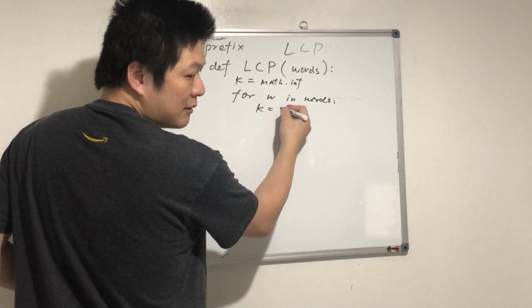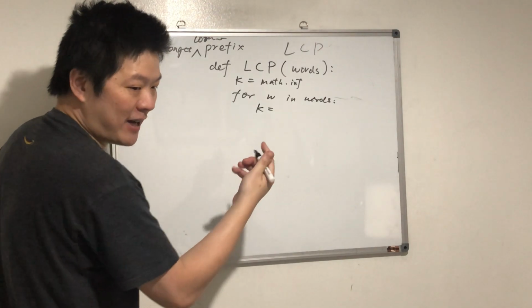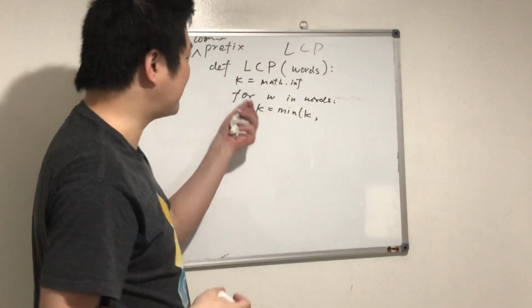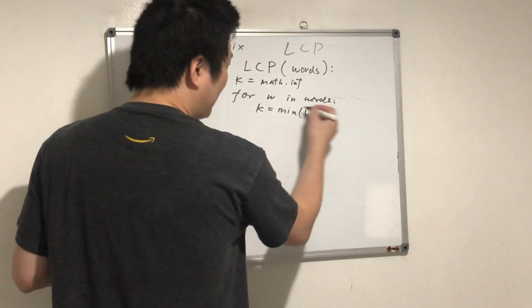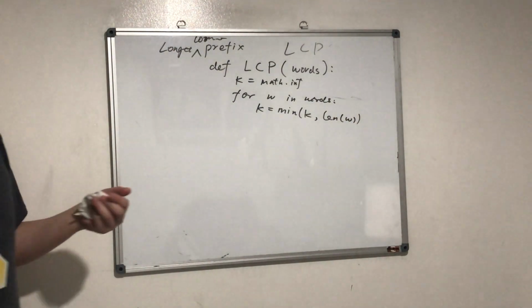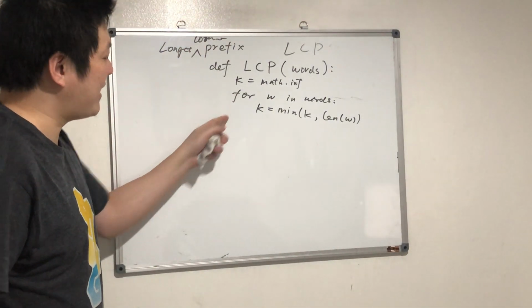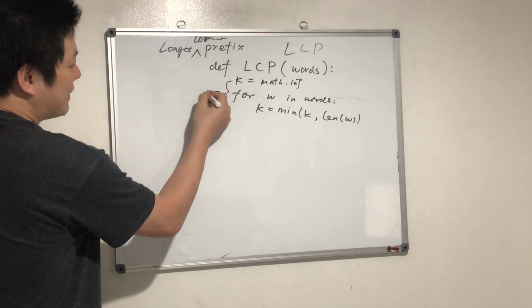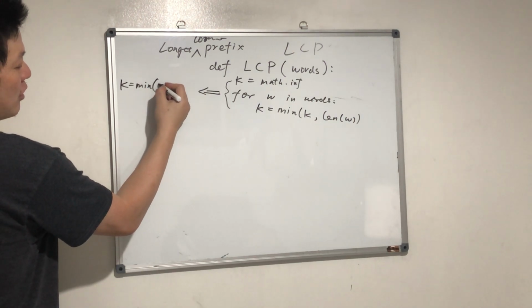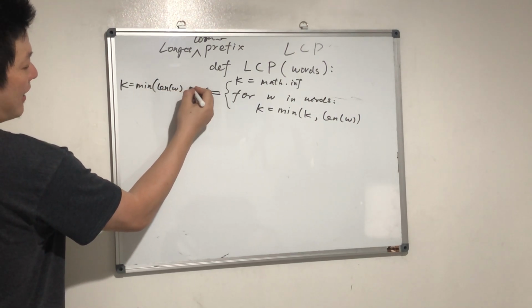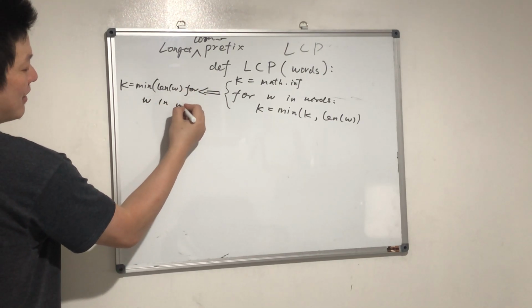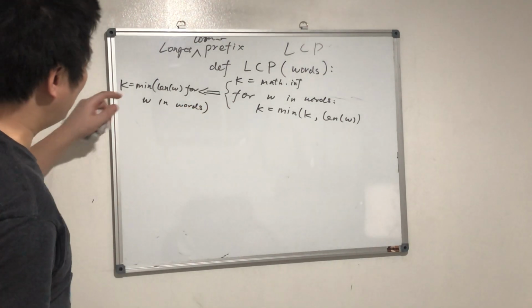We want to update the shortest one, right? So k equals the min of k and the length of w. Okay, look, these 3 lines we can turn into one line, which is k equals min of length of w for w in words. Well done. So that's just one line.